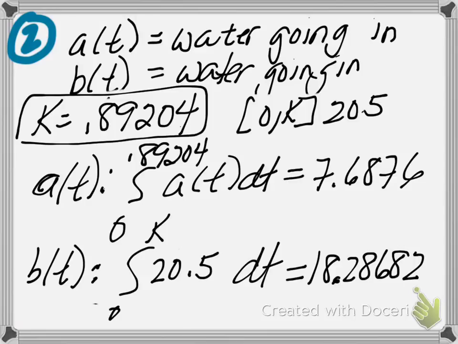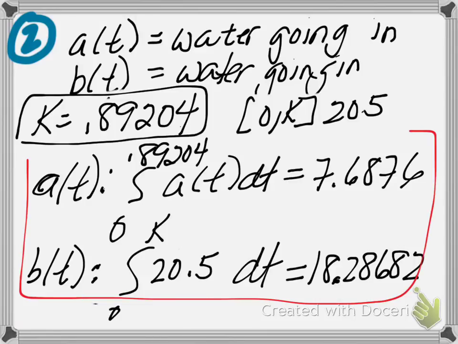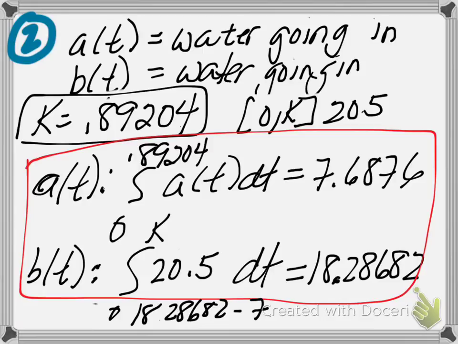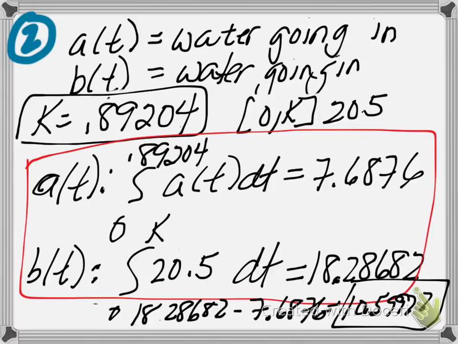Okay, and so let me give you some point values. So if you did both of these integrals, that was only worth 1 lousy point. Okay, and then the final part to this was you had to subtract them. The question was, what's the difference between the amounts? So you're going to do 18.28682 minus 7.6876, and you will get 10.59922, and that was worth 1 point.